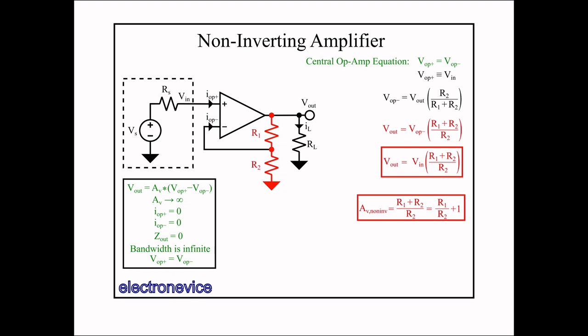So, we can easily construct the equation for Vout by simply inverting the equation we just wrote for VOP-, such that Vout is on one side of the equation instead of VOP-, and finally we substitute in Vin for VOP- here from our central op-amp equation to get Vout in terms of Vin. Additionally, the same high input impedance and low output impedance implications are present in the non-inverting amplifier as in the unity gain buffer. In fact, the unity gain buffer is really just a special case of the non-inverting amplifier where R2 is set to infinity.